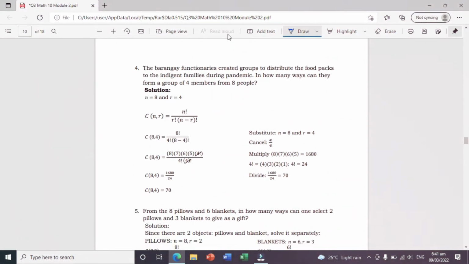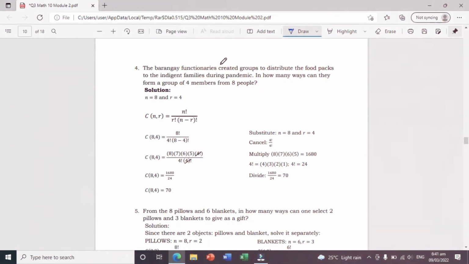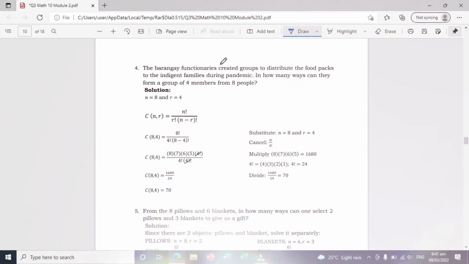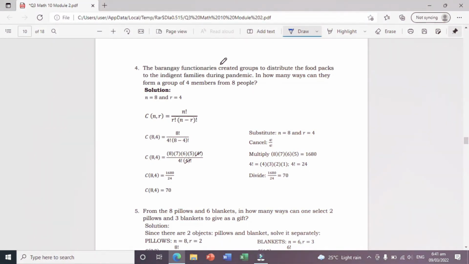Okay, number 4. The barangay functionaries created groups to distribute the food packs to the indigent families during the pandemic. In how many ways can they form a group of 4 members from 8 people? So, based on this, you are just selecting 4 members from 8 people. So, this is a kind of combination, because you are just selecting. So, no need to arrange. Whoever comes first, it doesn't matter.